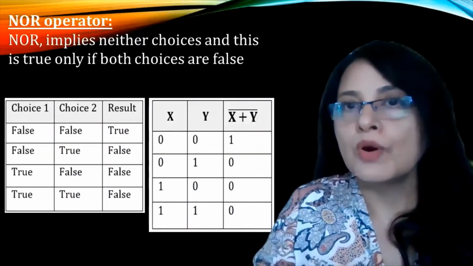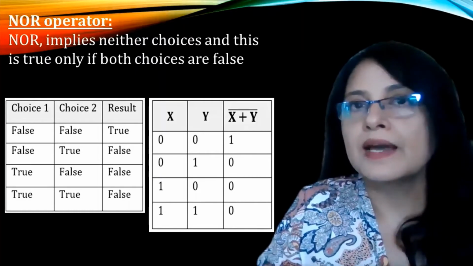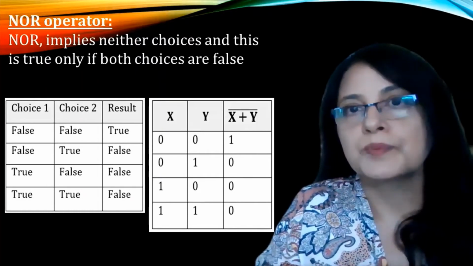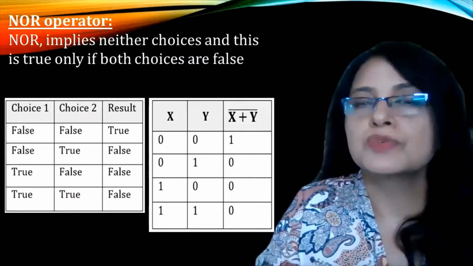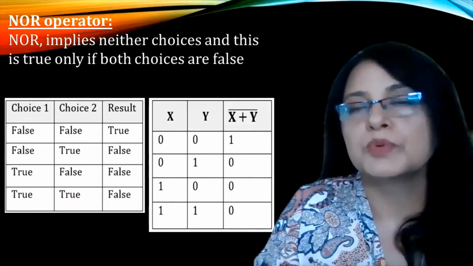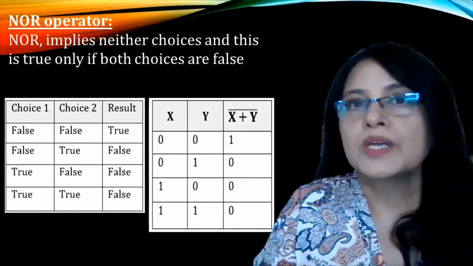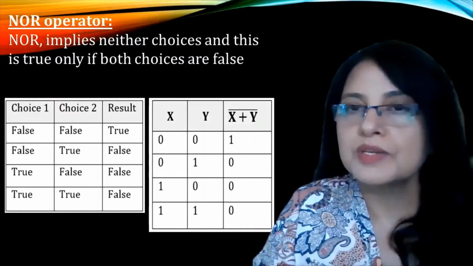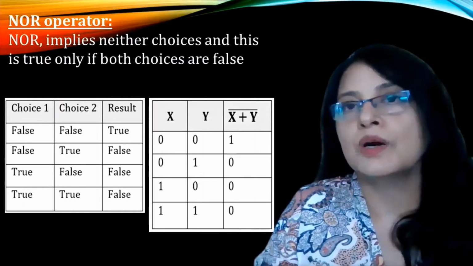The NOR operator means that neither of the choices is true. That means this is going to be true only when both the inputs are false. So if we have one of them true or both of them true, the output is false.